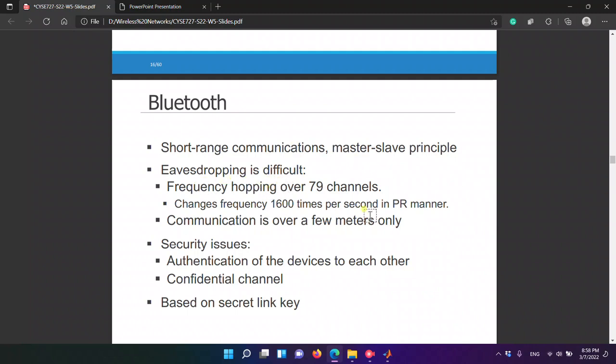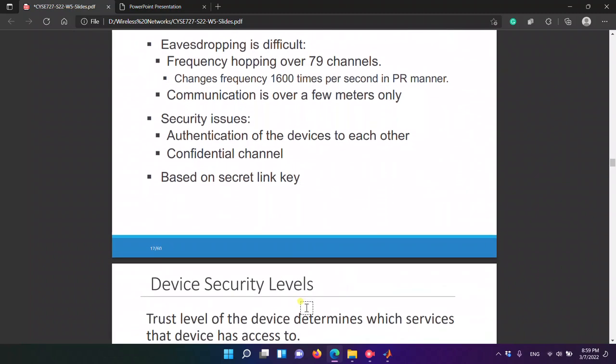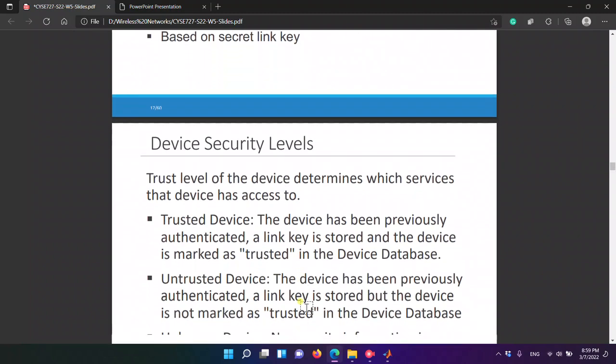Eavesdropping is difficult because the frequency is hopping over 79 channels, so it changes 1,600 times per second in a pseudo-random manner. Communication is over a few meters only, but the issues are the authentication of devices to each other and a confidential channel, and it's based on a secret link key.